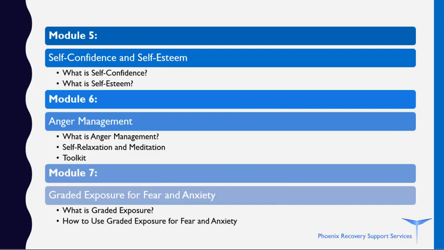Module 6 is going to touch on anger management. It's going to talk about the feelings of anger and how you can use self-relaxation and meditation to better handle and use those emotions for positive things. And Module 7 is going to talk about graded exposure for fear and anxiety. So graded exposure is basically like tiptoeing into the pool to see the temperature of it rather than jumping in feet first into something that might make you more nervous or anxious.